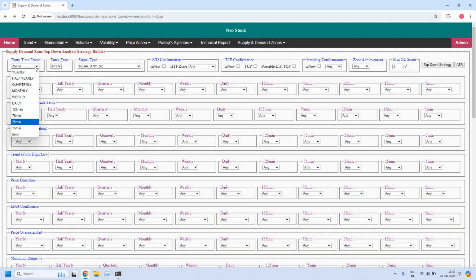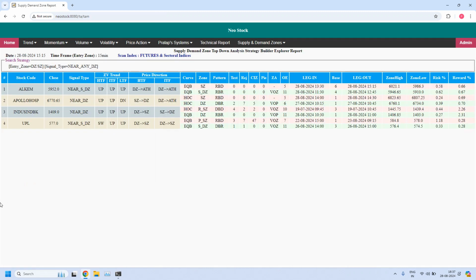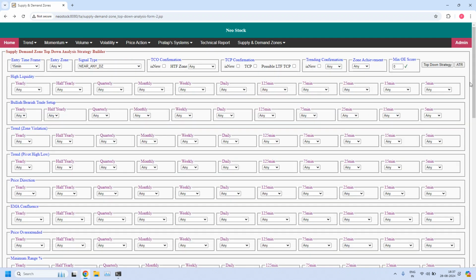The next time frame is 15 minutes. Let us find the stocks near 15 minutes demand zone. 4 stocks are filtered near to the 15 minutes demand zone. And let's verify how many of these 15 minutes demand zones are having confluence with 75 minutes time frame, that is ITF time frame.